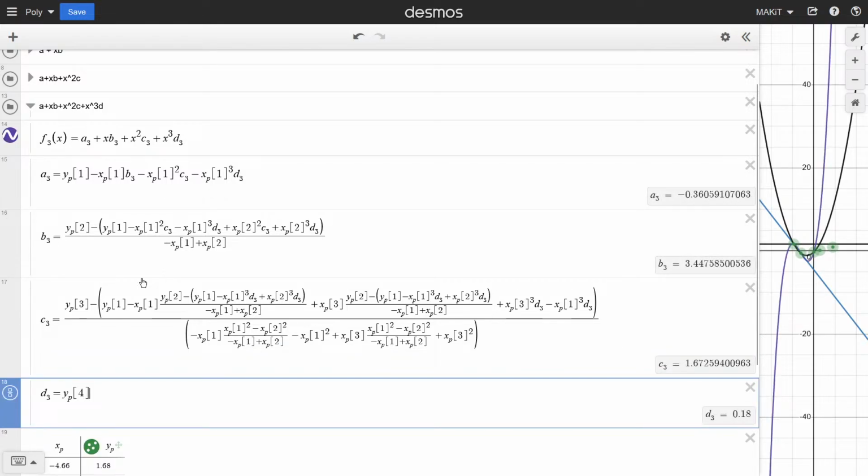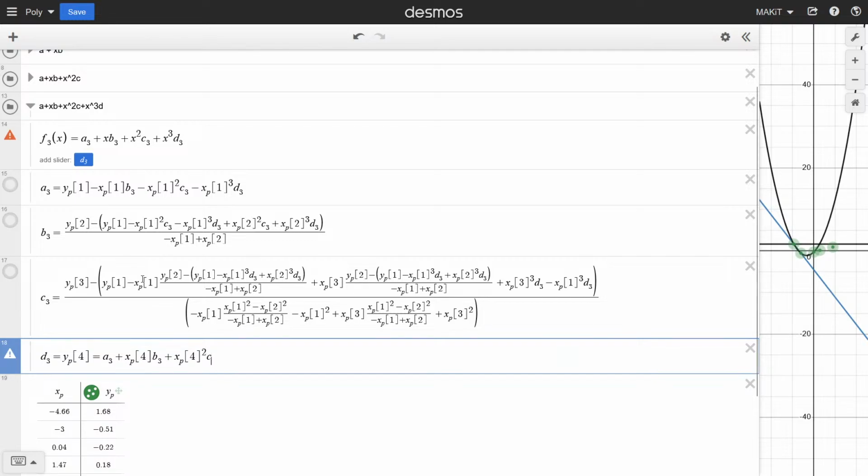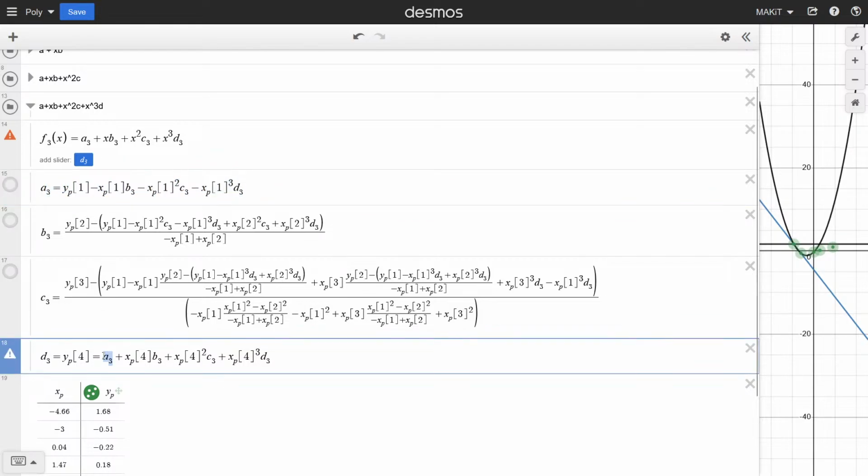YP4 is equal to A3 plus 4B3 plus 4 squared C3 plus D3. Now what we have to do is insert A. We have to insert A.